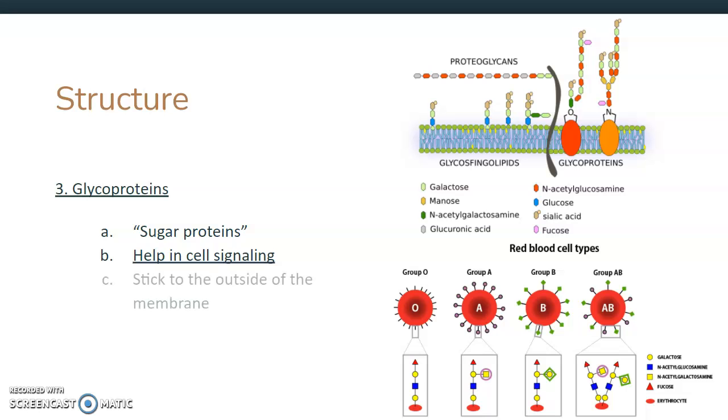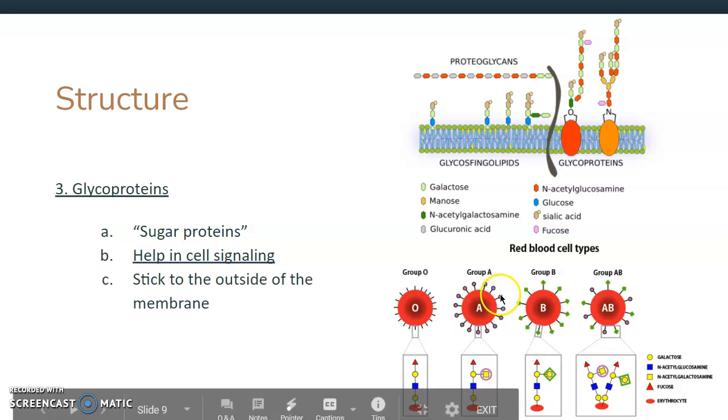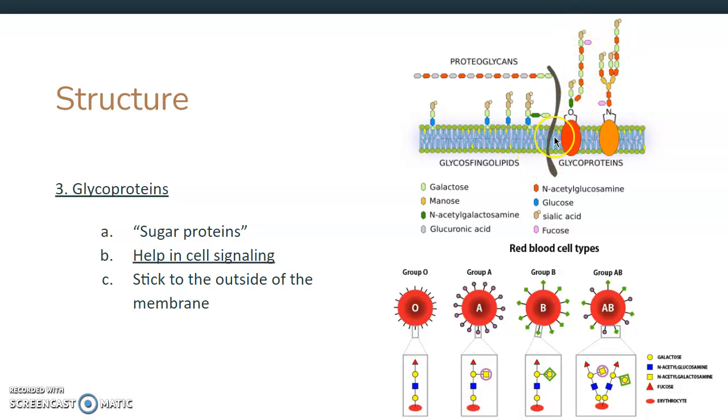These are interesting because the sugars stick to the outside of the cell while the protein stays in the middle of the membrane. So if we just had the sugar part, it would break off easier. So it's attached inside the cell membrane by these proteins, and then these proteins and sugars combined, glycoproteins, help tell all the other kinds of cells what this cell is.